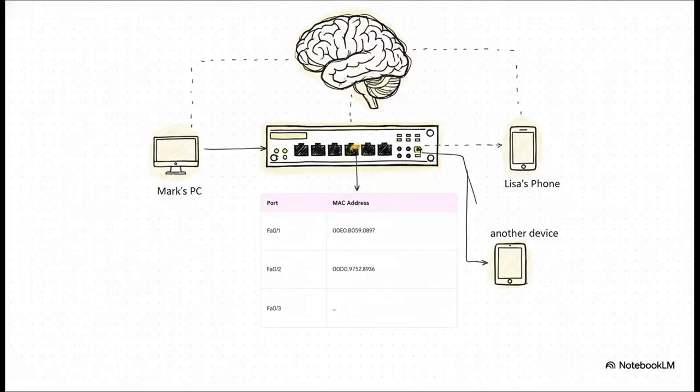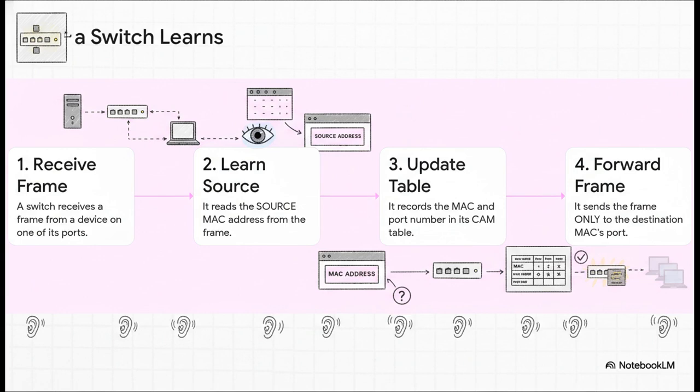And here's what that brain actually looks like. It's really just a simple table. When the switch sees a message from Mark's PC come in on port 1, it makes a note. It says, okay, this MAC address, this fingerprint, lives on port 1. It does the same for Lisa's phone on port 3, and so on. It's constantly building a map of the neighborhood. And what's really amazing is that the switch builds this table all by itself.